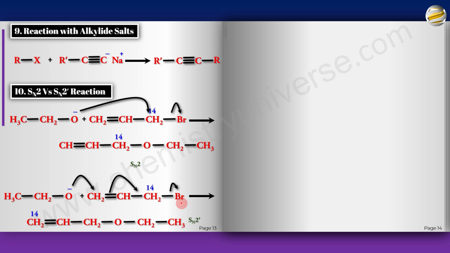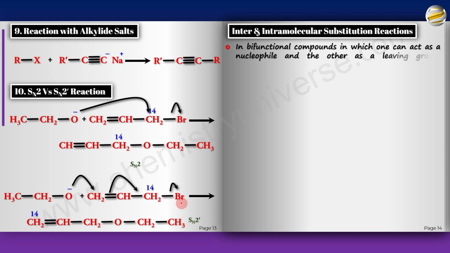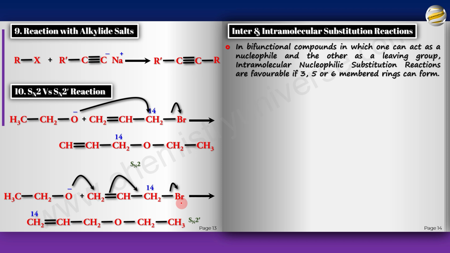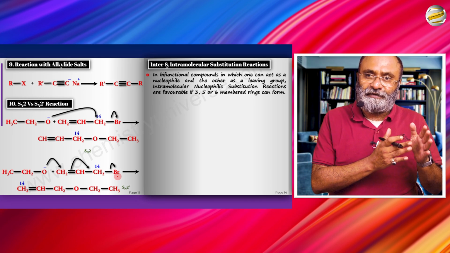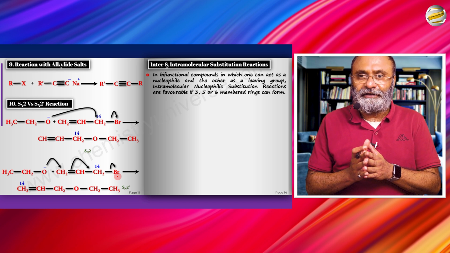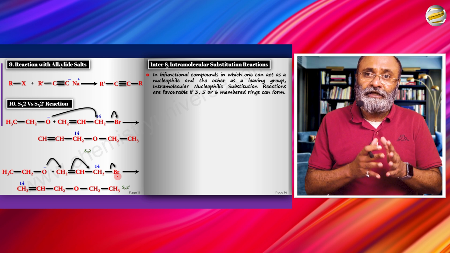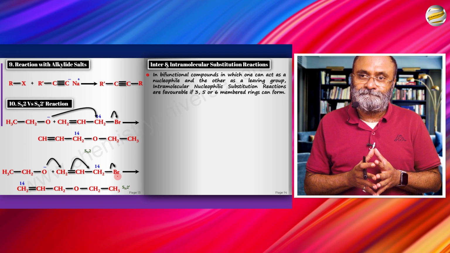And then you have the inter and intramolecular substitution reactions. Now in bifunctional compounds, in which one can act as a nucleophile and the other as a leaving group, intramolecular nucleophilic substitution reactions are favored if 3, 5, or 6 membered rings can form. Now remember, if you have a compound where there's a leaving group and the compound also has a nucleophilic part in the same compound, and it can form a stable 5-membered ring or a 6-membered ring and perhaps even a 3-membered ring, intramolecular substitution is favored over intermolecular substitution.